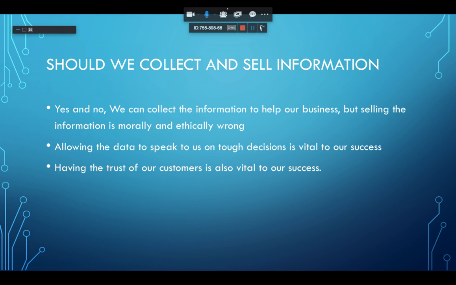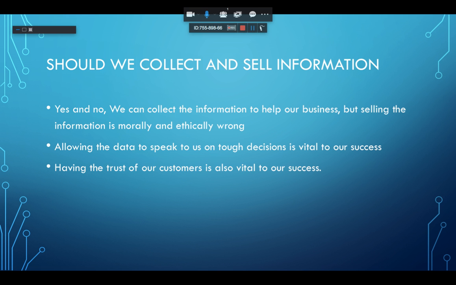Should we collect and sell information? Yes and no. We need to collect information to help our business. By collecting data, we can make informed decisions on certain problems that we are currently having. But selling that information is morally and ethically wrong in my mind. We are allowing the data to speak to us on tough decisions that are vital and necessary for our success, while also keeping the trust of the consumer by keeping their data safe. If we sell that data off, who knows what could happen to it after that. And they're not going to look to the company that lost their data. They're going to look at the company that sold their data because that's the one they used.